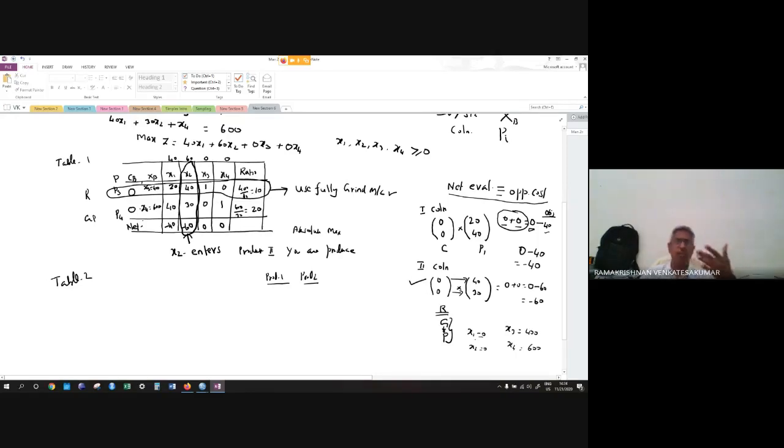So after you produce, what is the scenario? Table 2 will tell you what is the scenario. All the numbers are here. Then again, you will be repeating the calculation. Is there any opportunity cost? Is there any chance of feasibility? Again, you are going to repeat the same process. Is it clear? Shall I move to table 2?